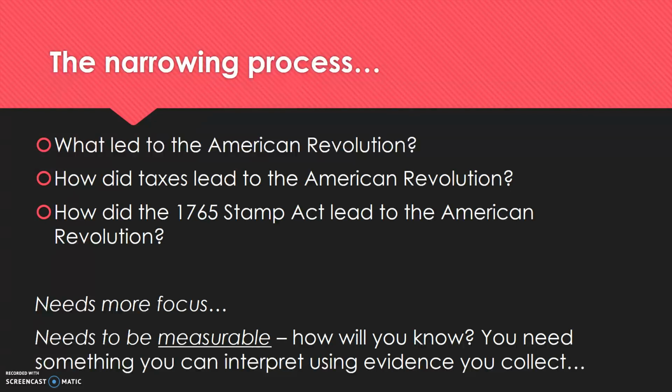There's a lot of taxes that were imposed on the colonists right before the American Revolution. So a recommendation might be to pick one. So I might do, how did the 1765 Stamp Act lead to the American Revolution? This is much more narrow because I can more easily examine the effects of the 1765 Stamp Act and how that might have created some unrest in the colonies.